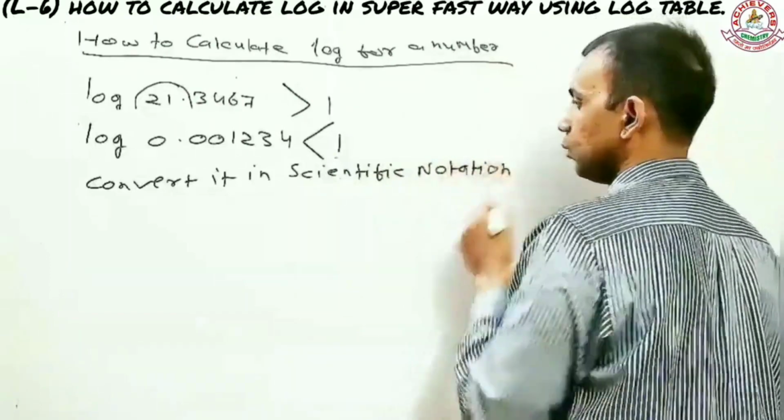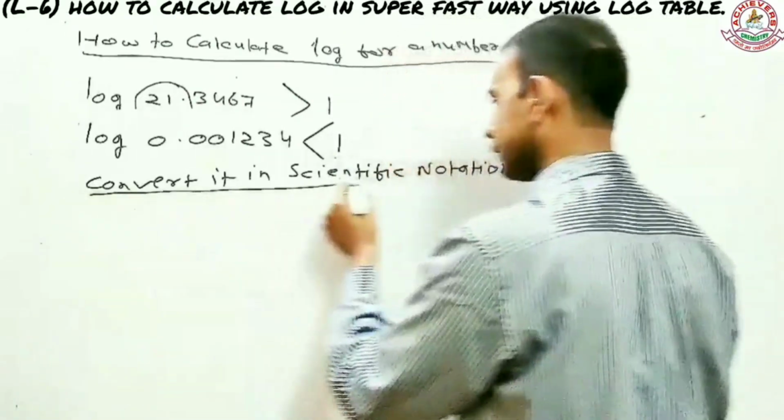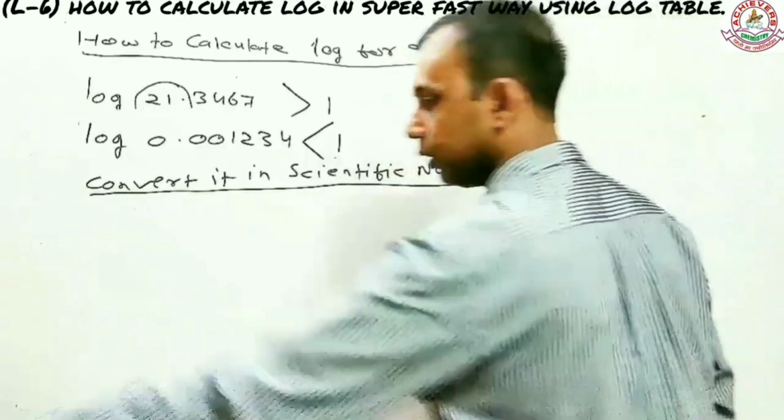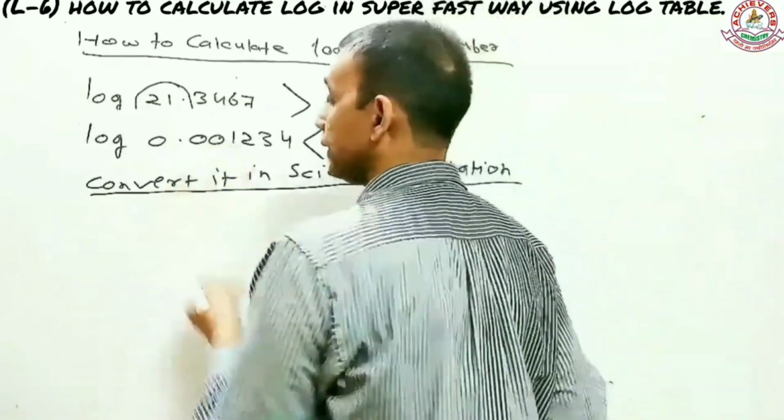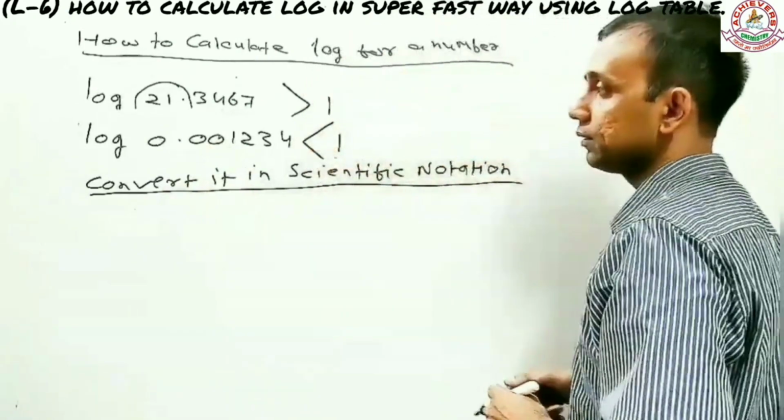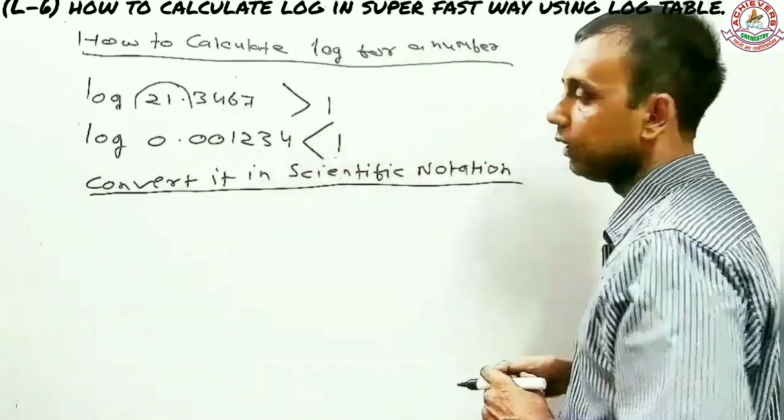So for a number which is less than 1, if you are interested to find out the log, the first thing you have to do is convert the number into scientific notation form. In case you don't know, I have made a separate video on how scientific notation is carried out and how such problems are solved.